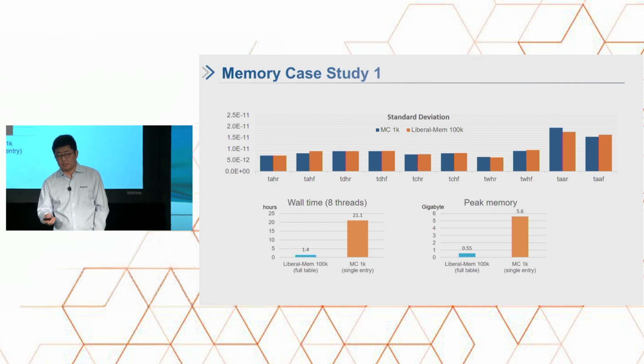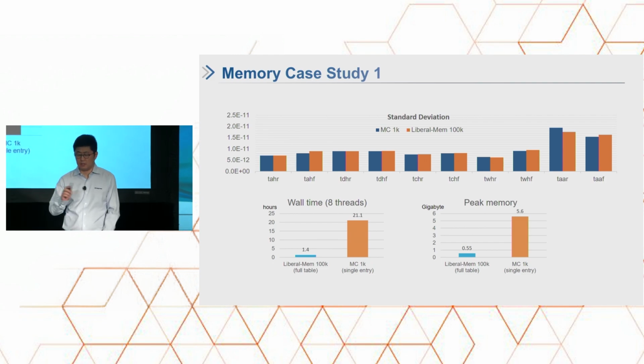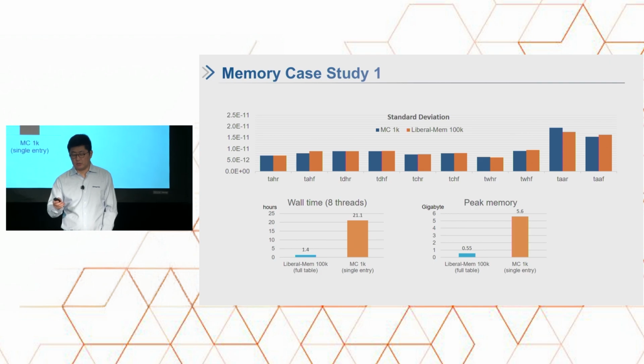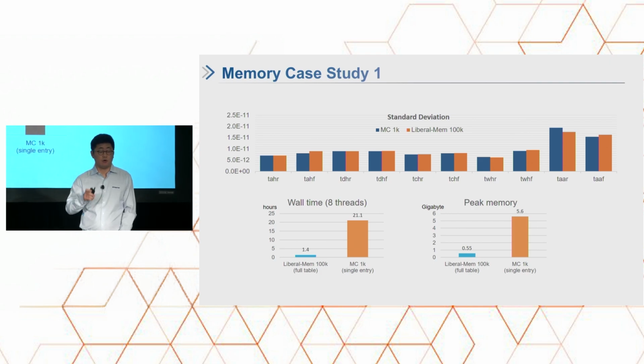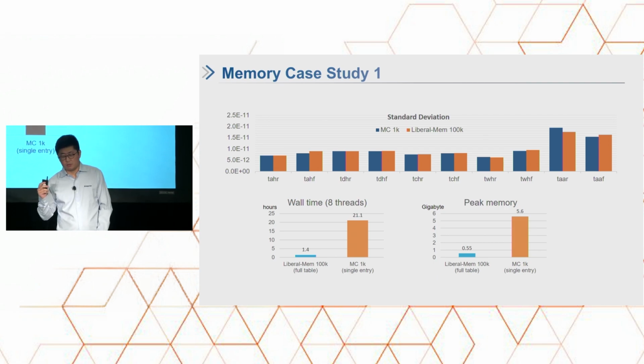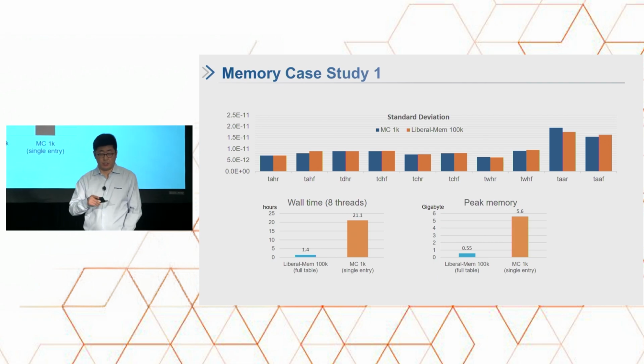The runtime benefit is huge compared to Monte Carlo. Here, I think it's 15 times the runtime difference, but note that with our method, we were running the full table, which means all the input-output conditions are considered, but with Monte Carlo, it's only one entry, so one input-output condition. That's also a multiplier. The peak memory usage also differs a lot. So here you can clearly see the benefit of using our method versus the traditional Monte Carlo method.